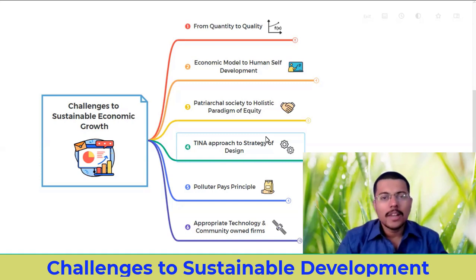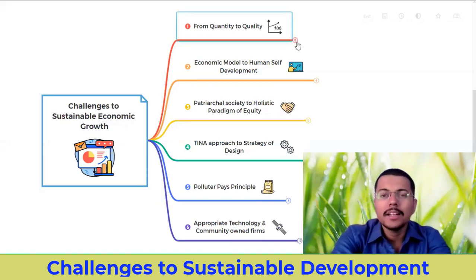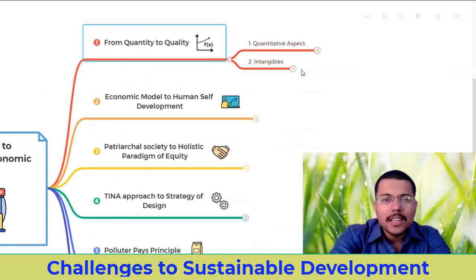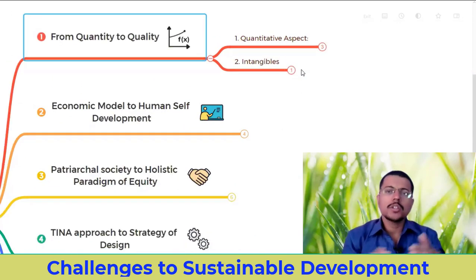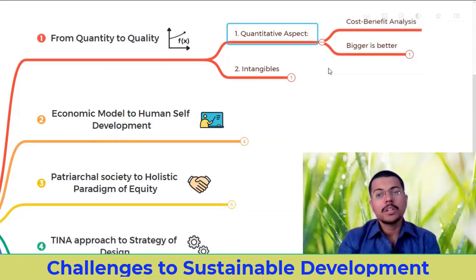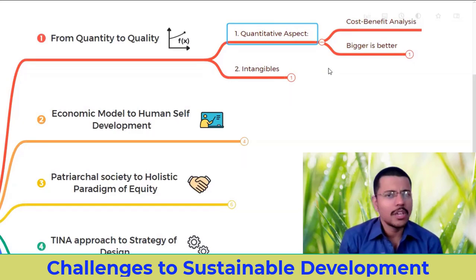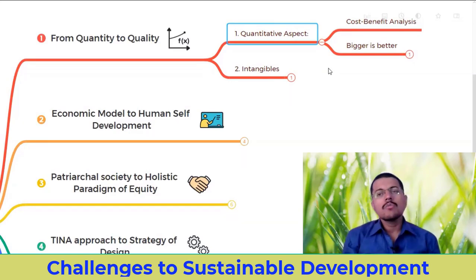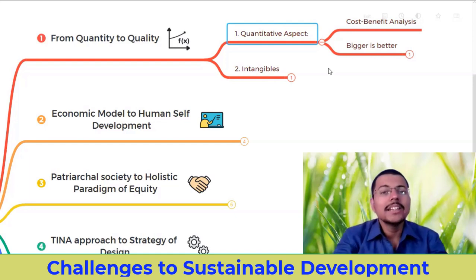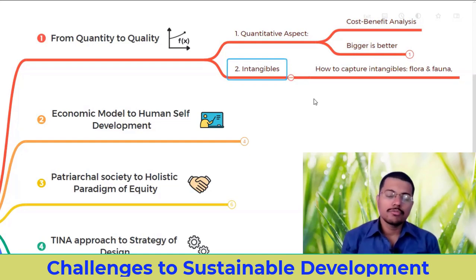So let's start with the first, which is we need to move from quantity to quality. What do I mean by that? Currently we have a quantitative approach, which, if you know the conventional model, is a cost benefit analysis where we only capture the economic benefits or the economic considerations of any project or any process. How do we bring in the intangibles, right? Intangibles means how to capture the value of ecological systems, the flora and fauna.